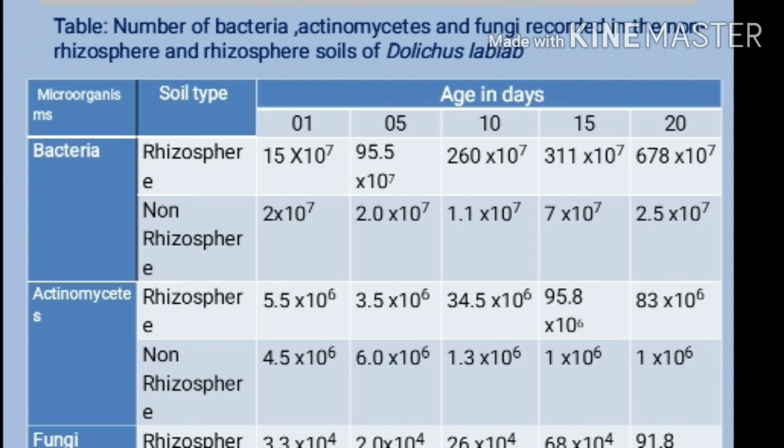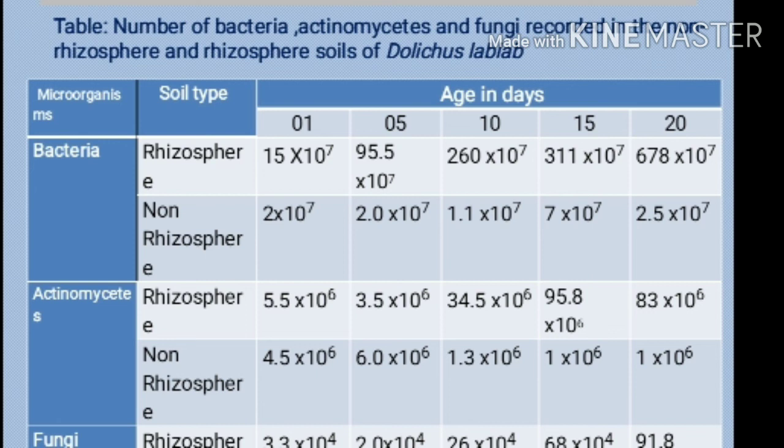This is the table showing the number of bacteria, actinomycetes and fungi in the non-rhizosphere and rhizosphere soils of Dolichos lablab. You can see the difference clearly in case of the bacteria. On the first day, the bacterial number is almost the same in rhizosphere and non-rhizosphere area after plantation, but after 10 days, 15 days, you can see the rhizosphere effect. At 20 days there is a several-fold, hundreds-fold increase in the number of microorganisms.